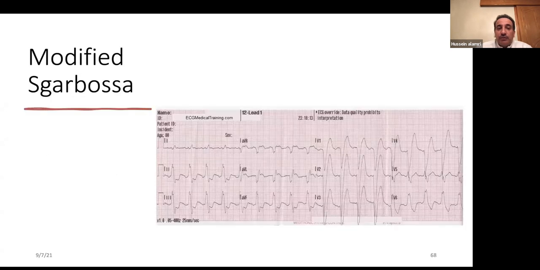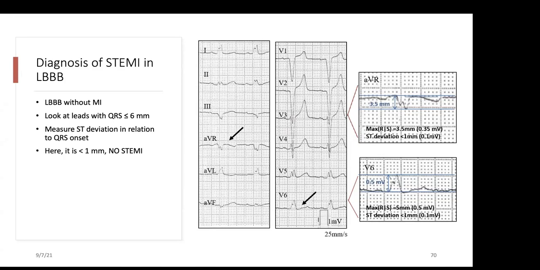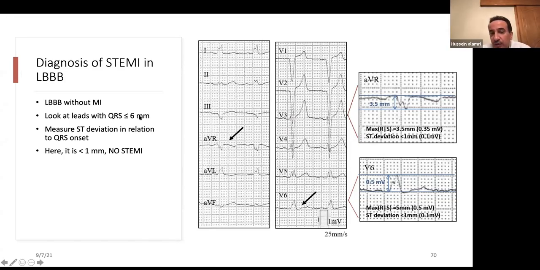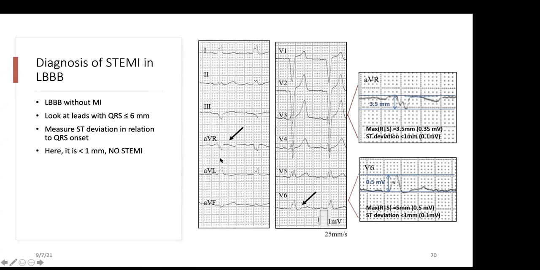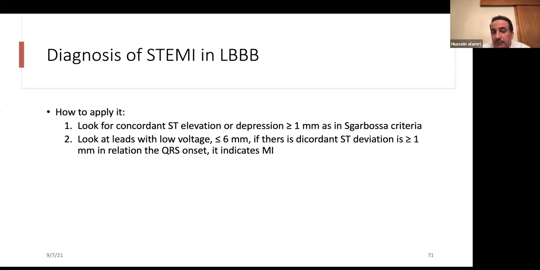So let's see how to apply it. It's a little bit difficult and tricky. So you look first at the leads where the QRS is small, like in AVL, AVR, AVF, and V6. And you take these leads. You draw a line from the TP segment to the ST elevation. If it's less than one, like here, it's 0.5. Like here, it's almost nothing. There's no depression. So here it's considered negative.